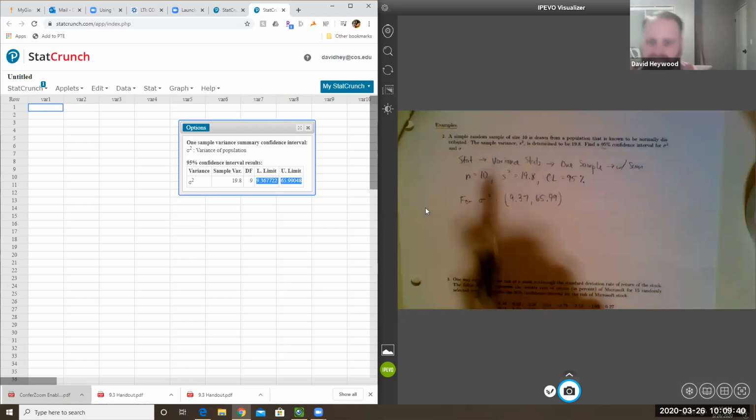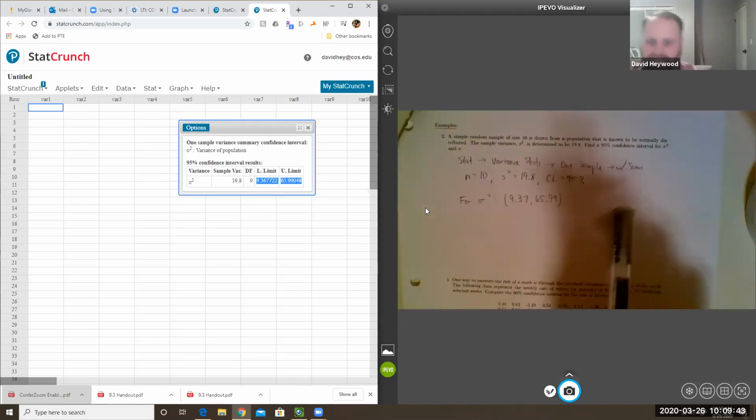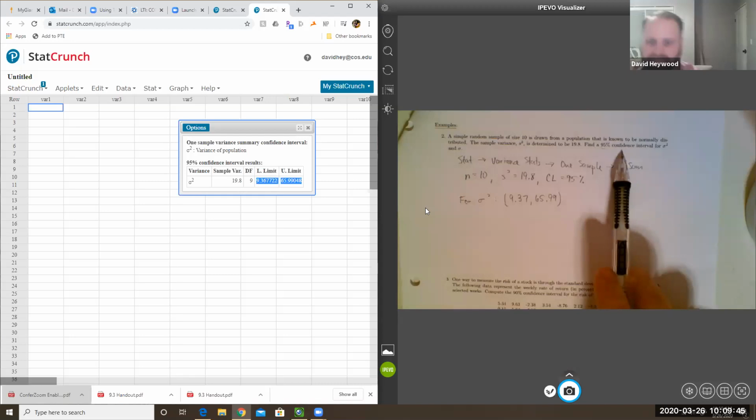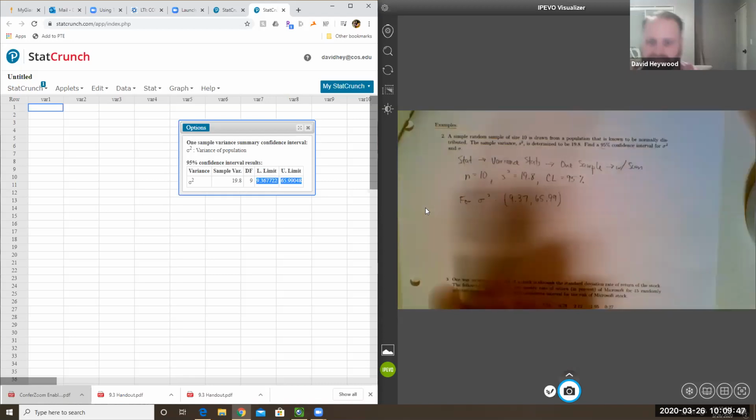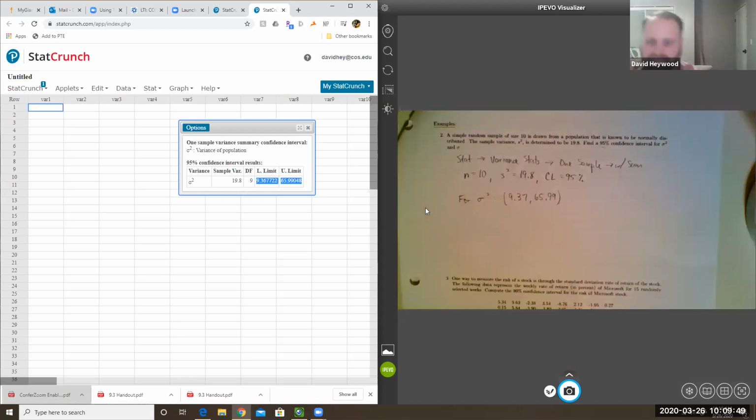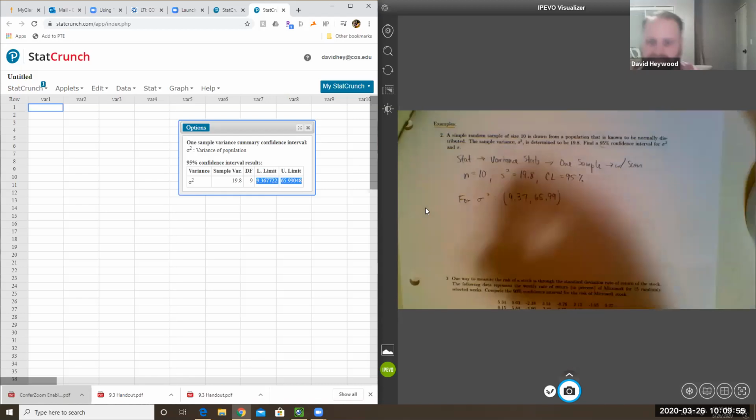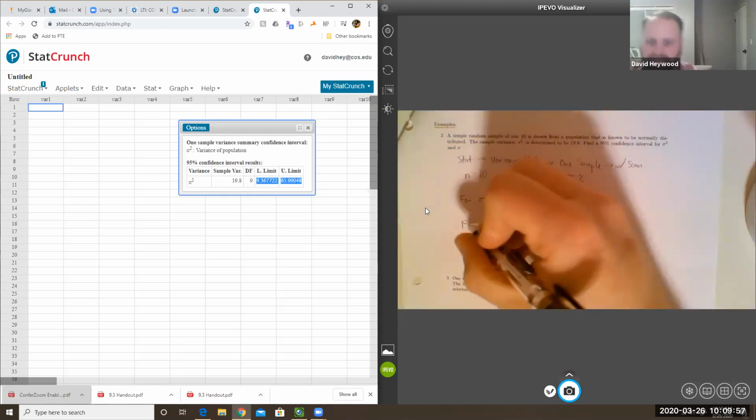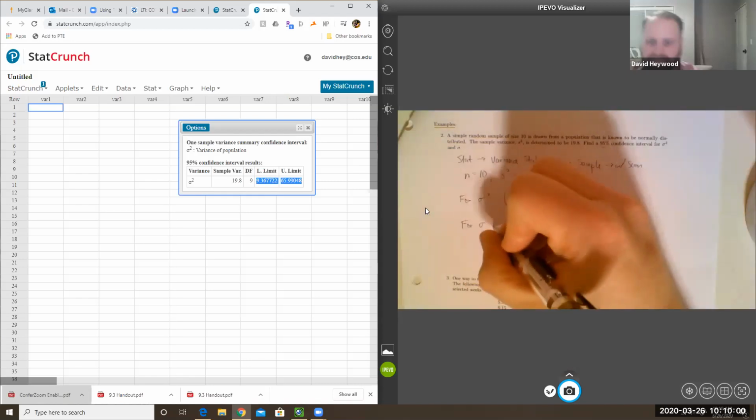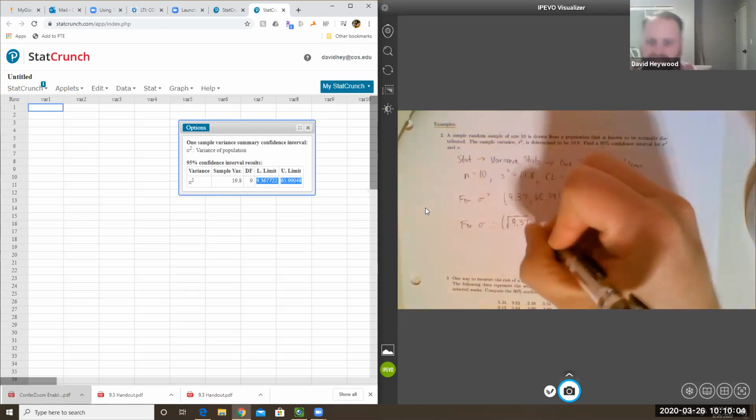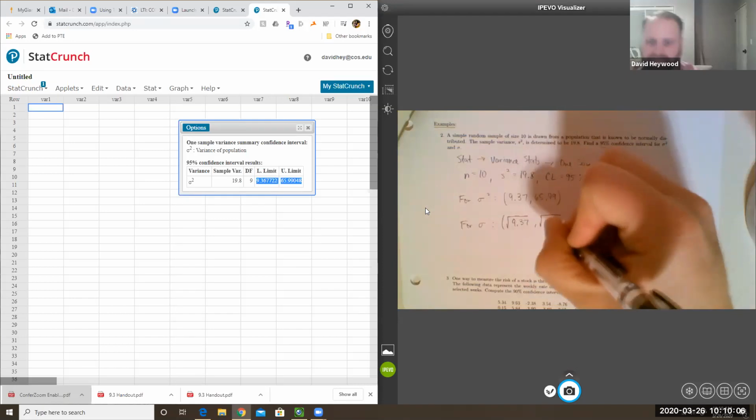This is a confidence interval for the variance. We were asked to construct a confidence interval for variance, but also for the standard deviation. To find the confidence interval for the standard deviation, we just take the square root of the upper and lower bounds here. So our confidence interval for the population standard deviation would be the square root of 9.37 to the square root of 65.99.